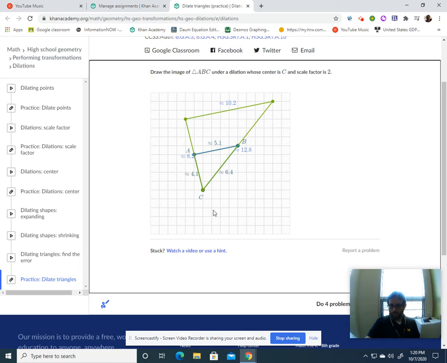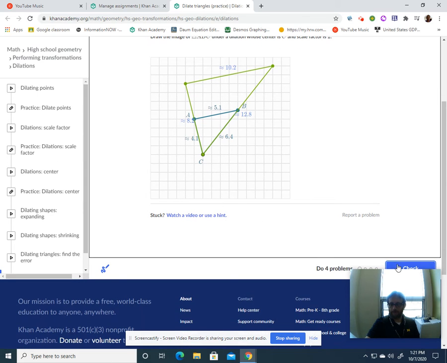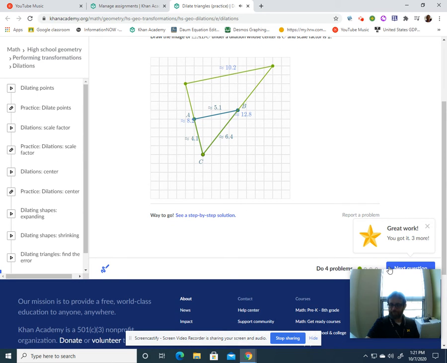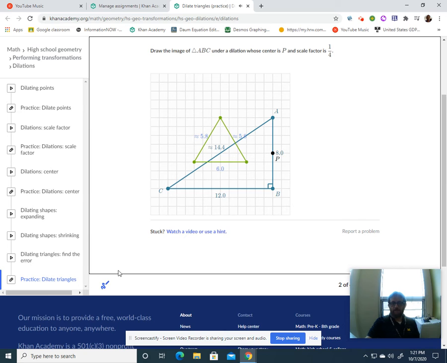Again, this length was 6.4. Now it's 12.8. It's double. This length was 5.1. Now this length is 10.2. I have a scale factor of 2. I doubled everything. Now let's check and see if I'm right. Look at that. All right, next question.